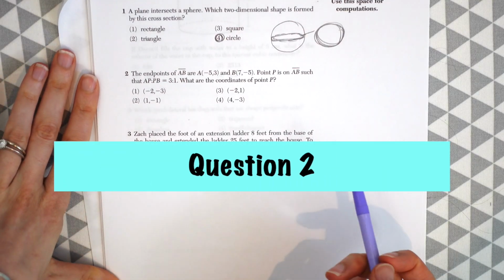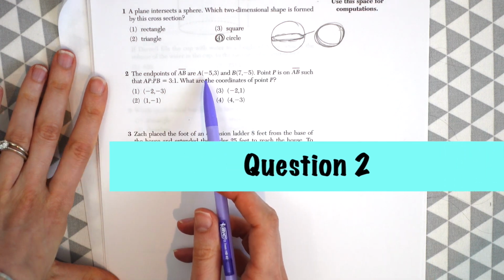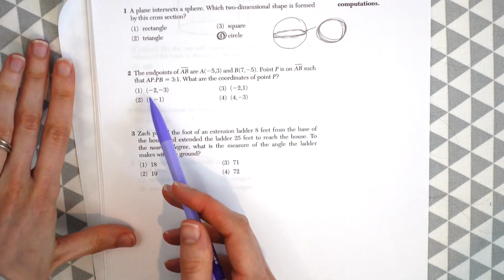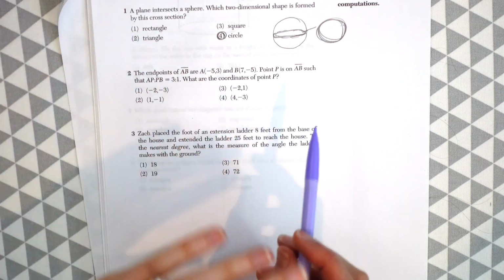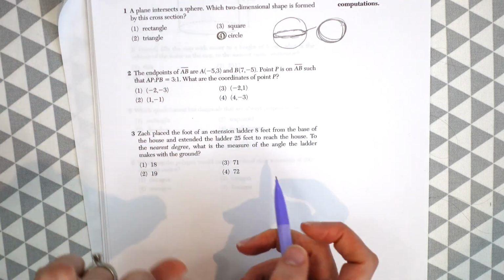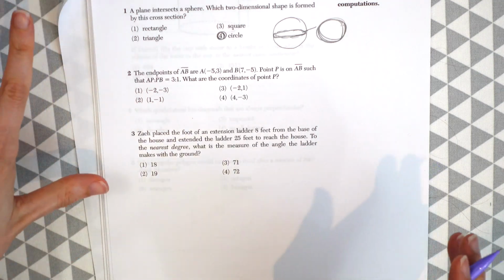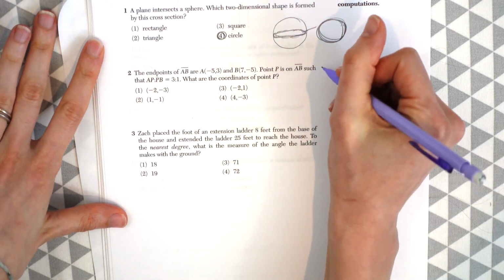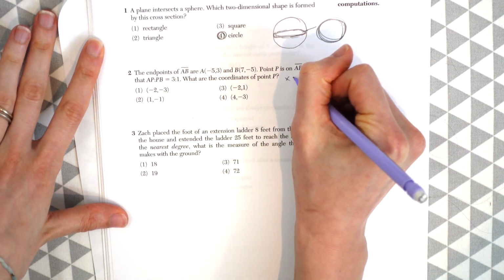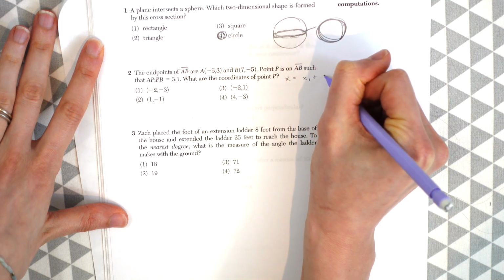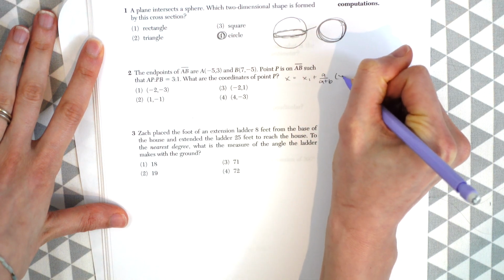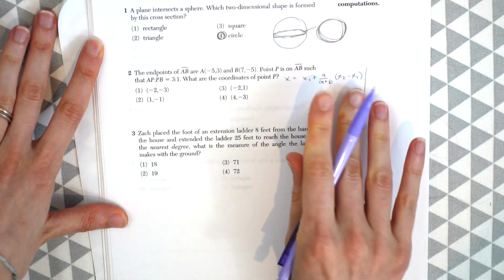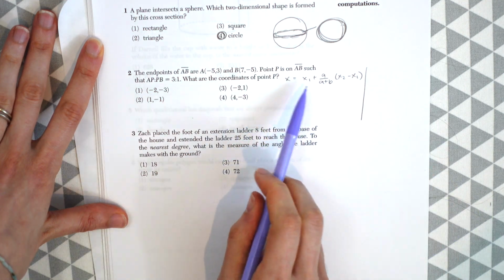Question number 2. The endpoints of AB are A(-5, 3) and B(7, -5). Point P is on AB such that AP to PB is 3 to 1. What are the coordinates of point P? These questions follow a certain formula, so all we have to do is know the formula. We're going to do the formula 2 times, once for x and once for y. The formula, let me write it down for x, is x1 plus a over a plus b times x2 minus x1. We'll do y later, so I'm just going to put this line here.